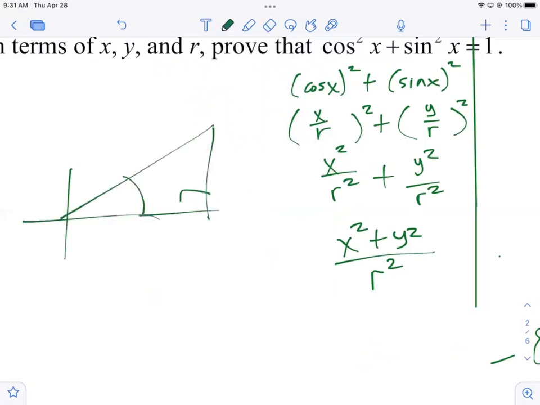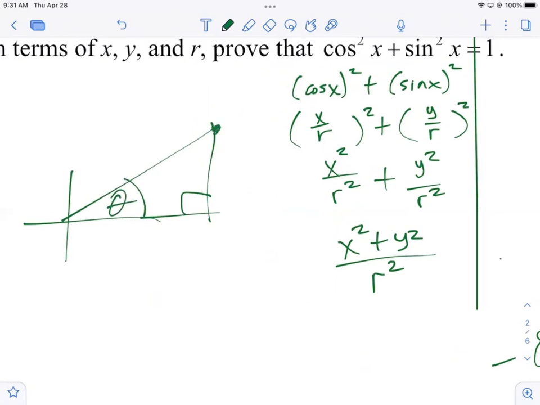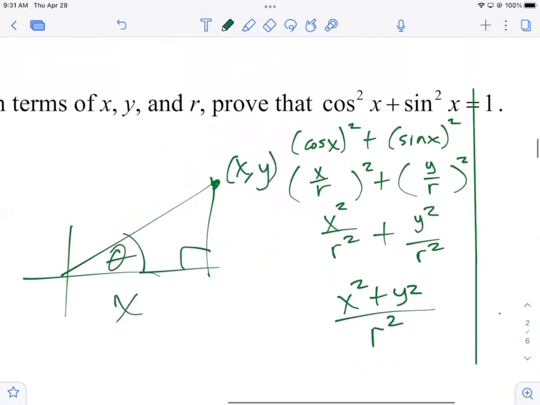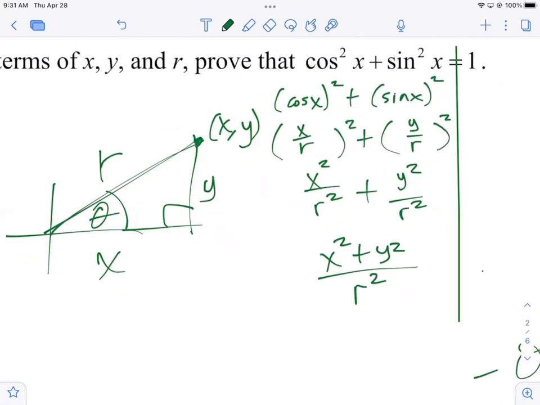Okay, so at this point, we have to think about angles again. When we had reference triangles, here's theta. Remember, this point was the point XY. So this was X and this is Y. And what did we call the hypotenuse? R. Is there any way to relate X and Y and R to each other in a right triangle? Pythagorean theorem. X squared plus Y squared equals R squared.